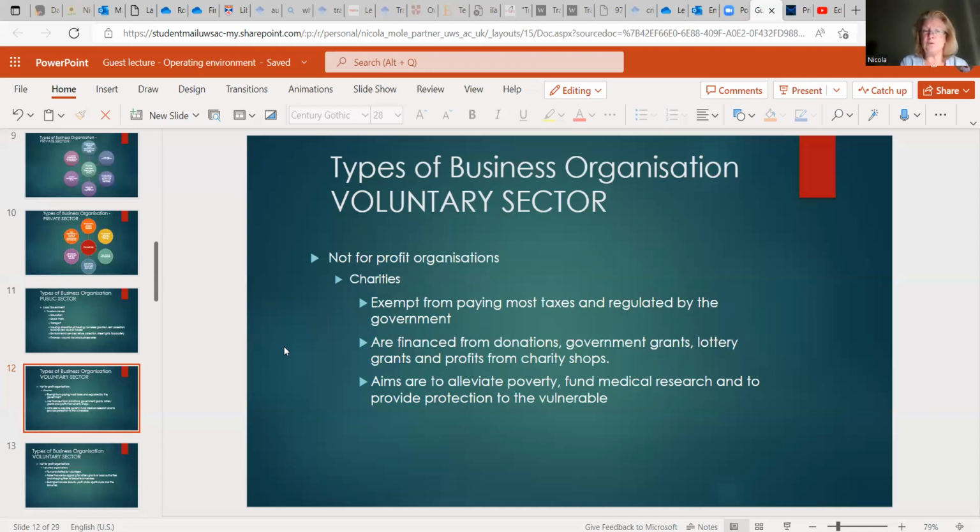And while they're called not-for-profit organisations, they actually do need to make a profit, okay? But the profit is not distributed to shareholders. The profit is kept within the organisation so that it can be used for its services. So they do need to make a profit, because if they make a loss, then they can't continue their business. It's just handled differently.